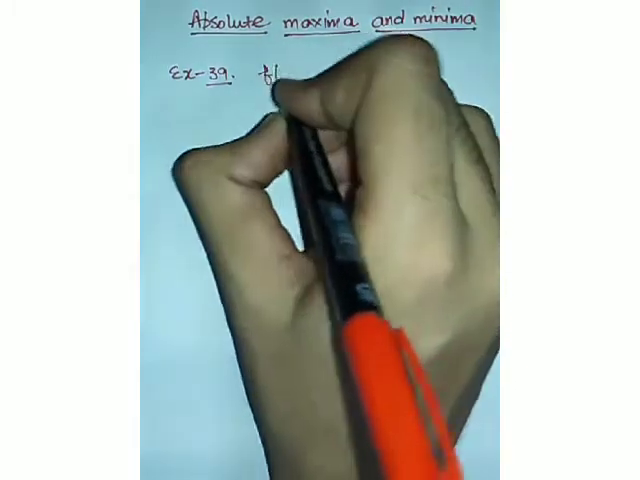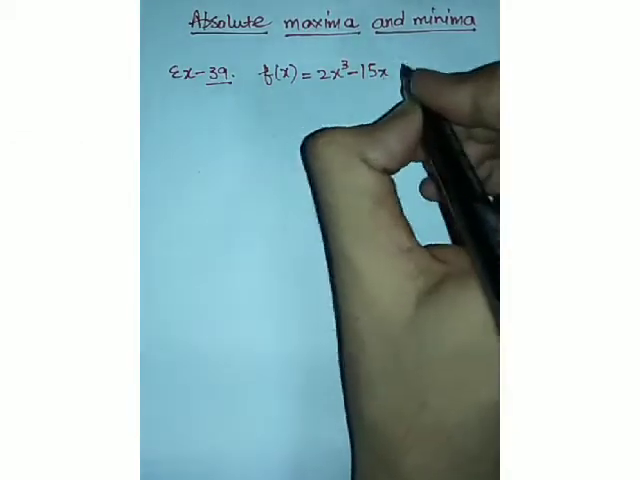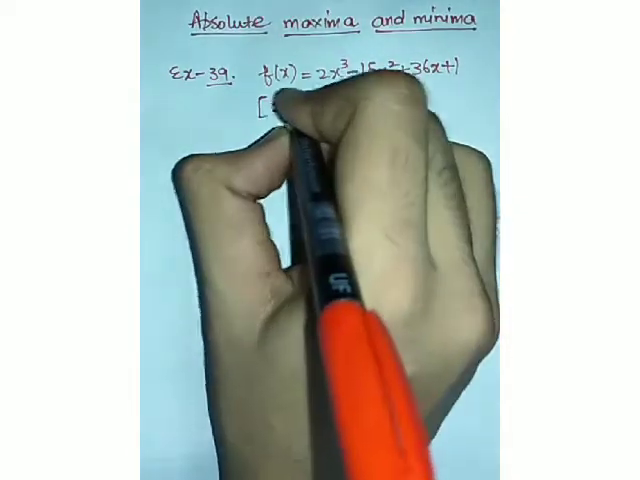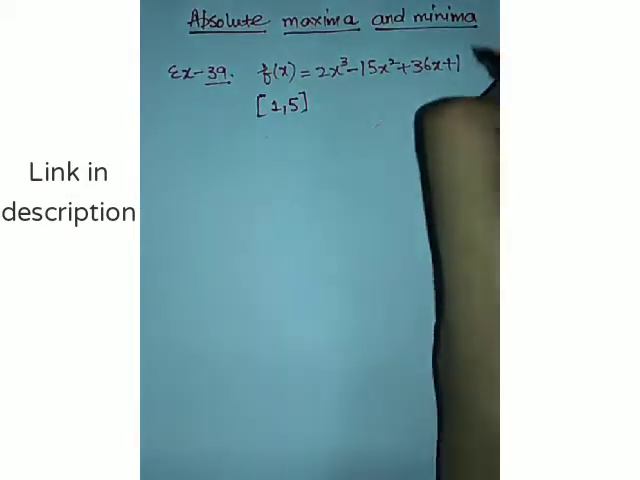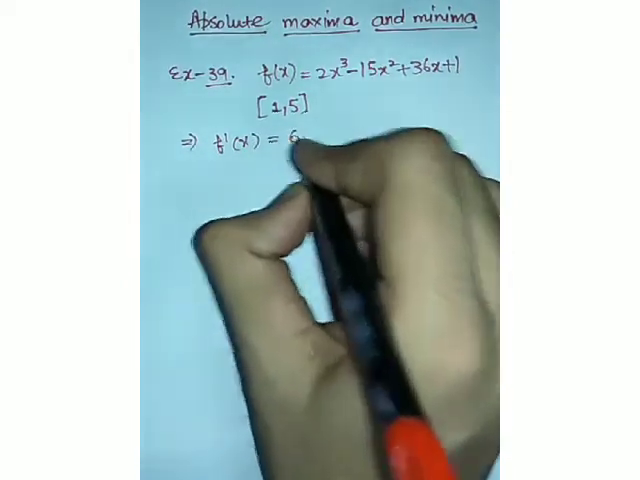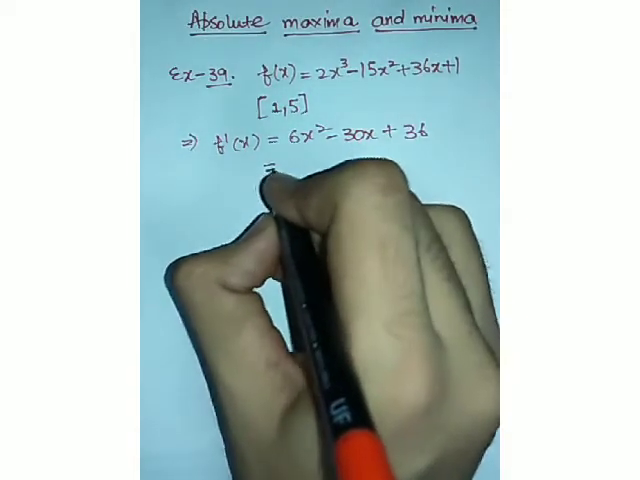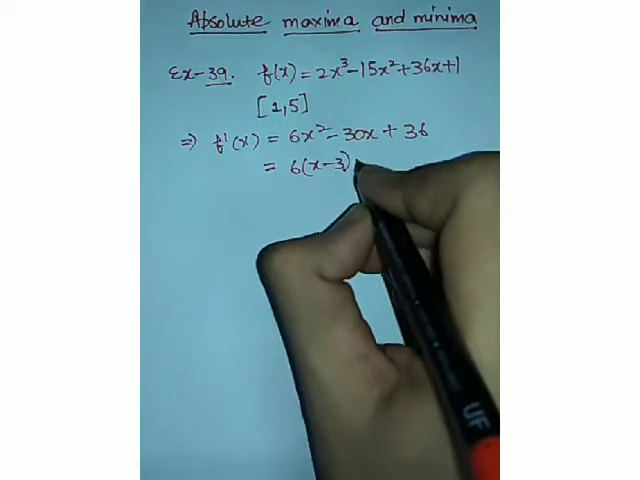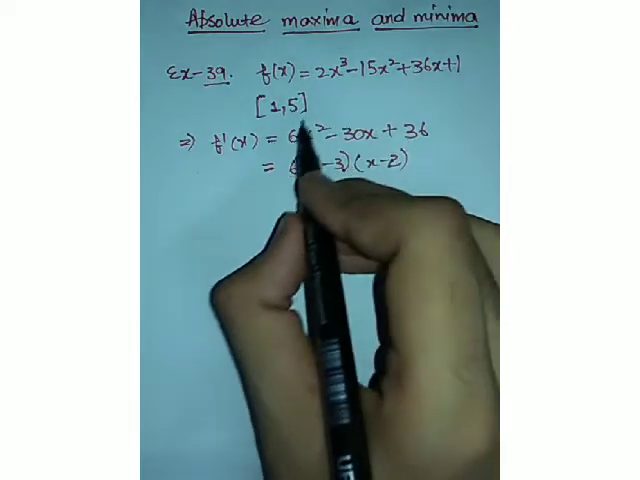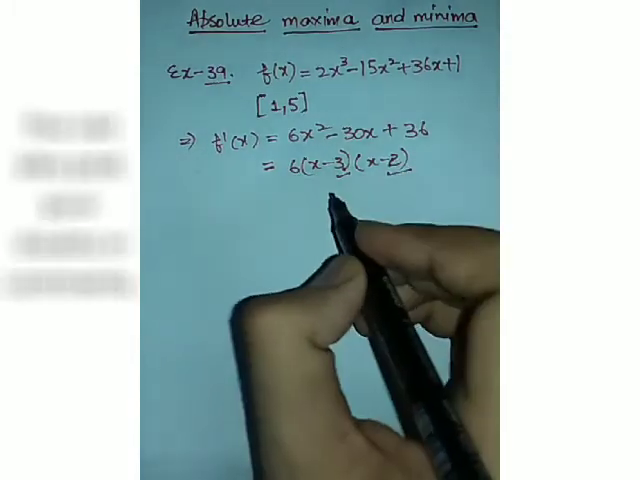So our function in our first example from the NCERT book, that is 39th, is 2x cube minus 15x square plus 36x plus 1, and the interval given is 1 comma 5. We will go step by step and you will see how easy it goes. Firstly, differentiate your function. You will get 6x square minus 30x plus 36. When you simplify this, you will see 6 times x minus 3 and x minus 2, because you take 6 as a common factor, and when you factorize it, you get two factors, x minus 3 and x minus 2.